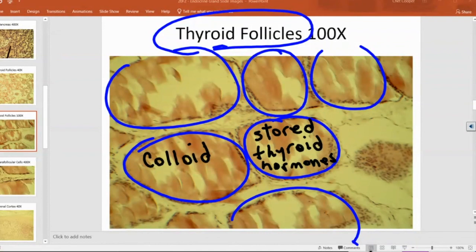Something to consider when we go through these. It's not a bad idea to get out your handout and find the thyroid, bottom of page one, and just to see what kind of things you might need to know about it that are on there.